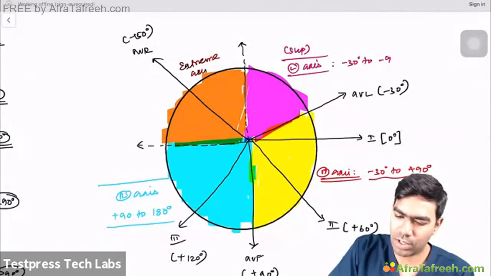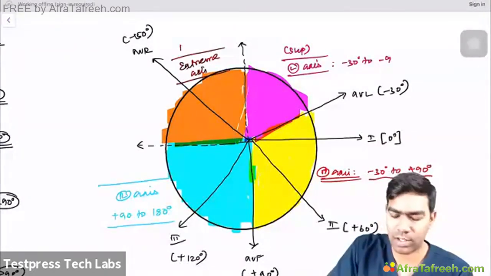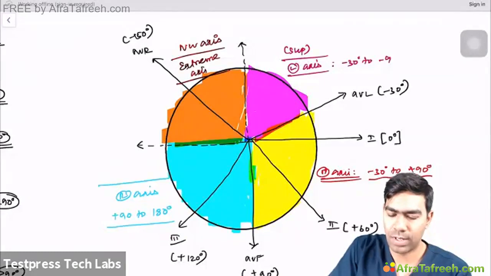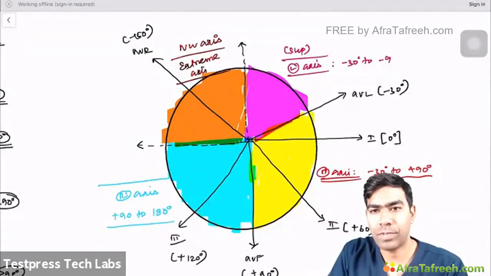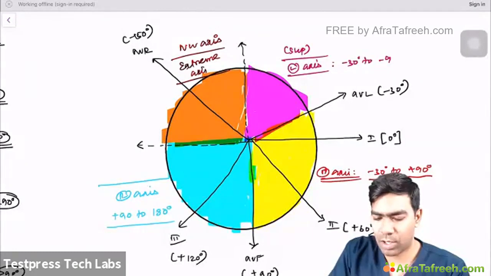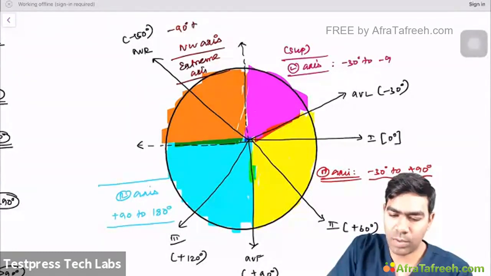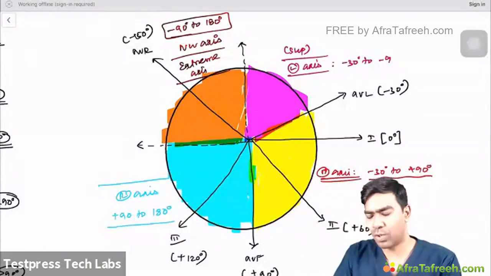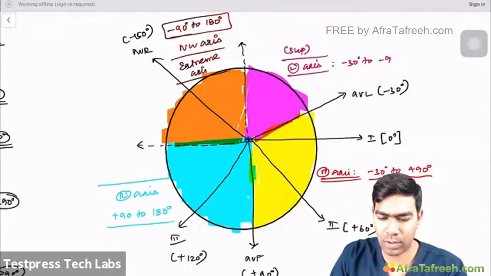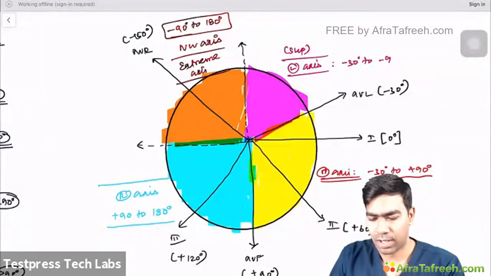Extreme axis, or typically since it's in the northwest direction, it is also referred to as a northwest axis. So where is the northwest axis? Somewhere around -90 degrees to 180 degrees, in the counterclockwise direction. So this is the northwest axis. Usually you don't get a cardiac axis in this location. Only two conditions can produce a cardiac axis here. So this is extreme axis deviation.